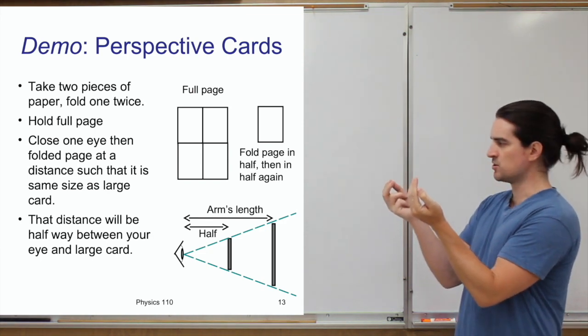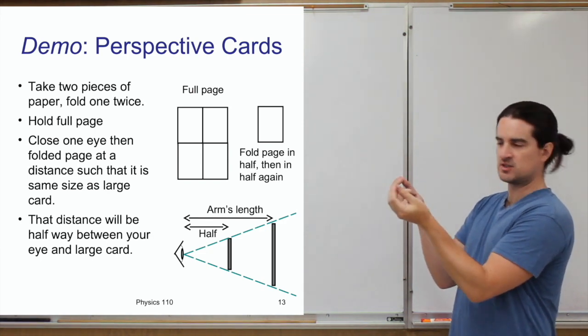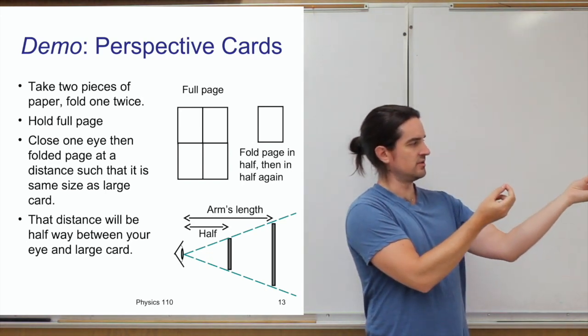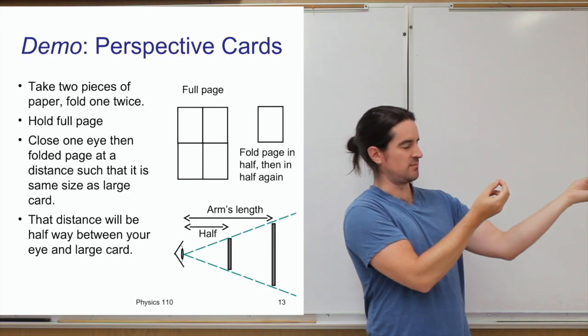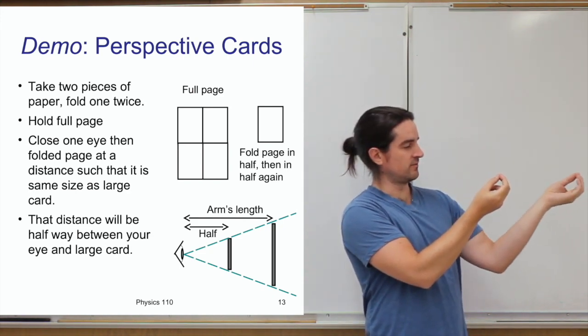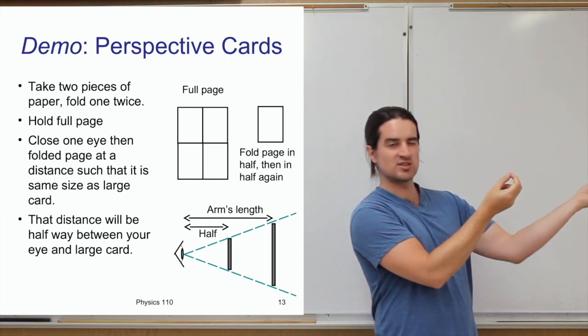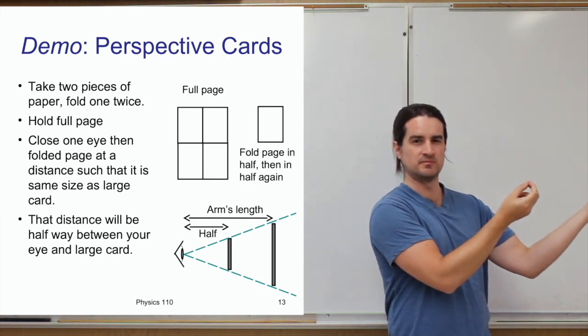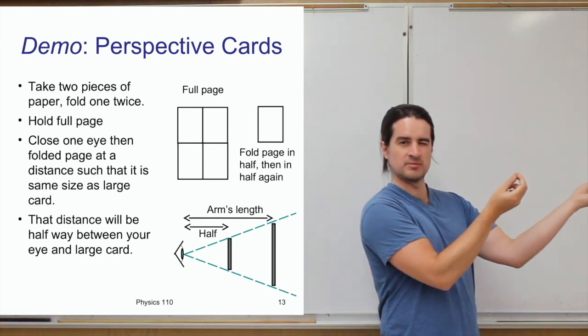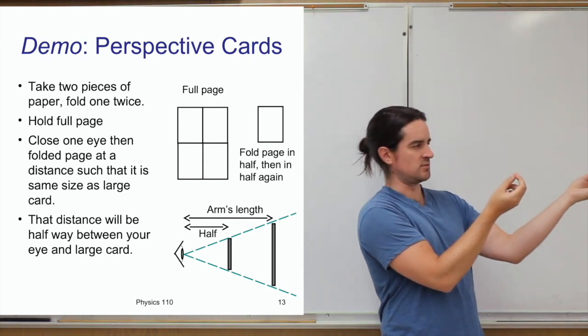Right? What you can do is take the full sheet of paper and extend it out, close one eye so you get a better perspective on both of them, and put it far enough out so that it appears to be the same size as the folded sheet of paper. You can overlap them a bit too. It becomes easier to figure out when they get to be the same size.